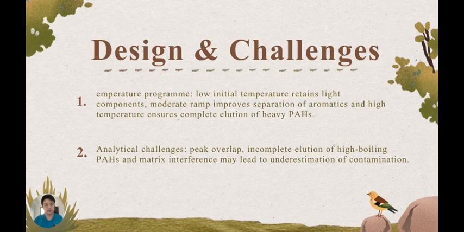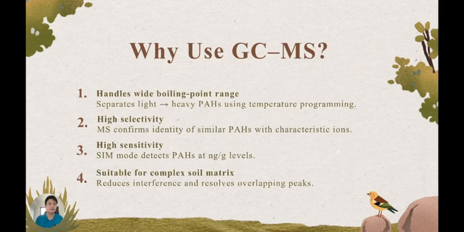This is the design and challenge. Temperature program: a low initial temperature retains light components, a moderate ramp improves separation of aromatics, and a high temperature ensures complete elution of heavy PAHs. Analytical challenges: peak overlap and incomplete elution of high-molecular-weight PAHs, along with matrix interference, may lead to underestimation of contamination. This is the reason why I use GC-MS.